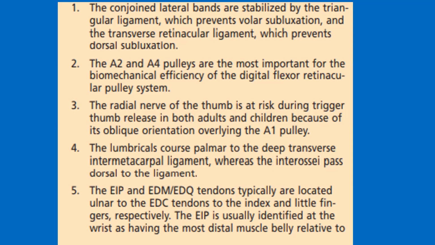The lumbricals course palmar to the deep transverse intermetacarpal ligaments, whereas the interossei muscles are dorsal to the ligaments. This is an anatomic point of view. Finally, the extensor indicis proprius and extensor digiti minimi tendons typically are located ulnar. As you go in, there's a question you always ask: if you want to transfer the indicis proprius, where is it? Is it ulnar or is it radial? Well, you have to know that these are ulnar to the common extensor tendons. So you have to pay attention to this.